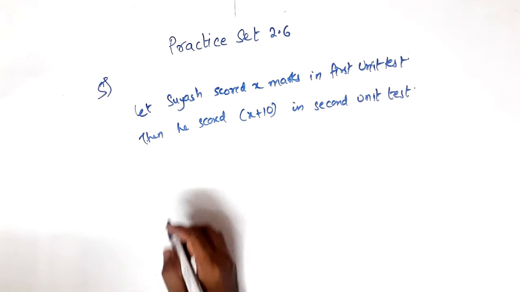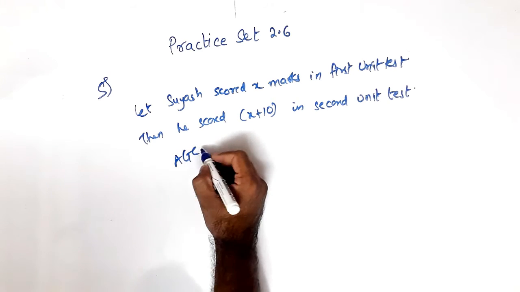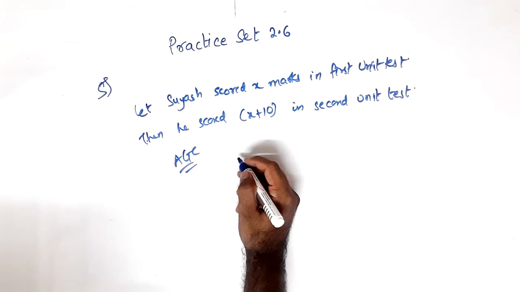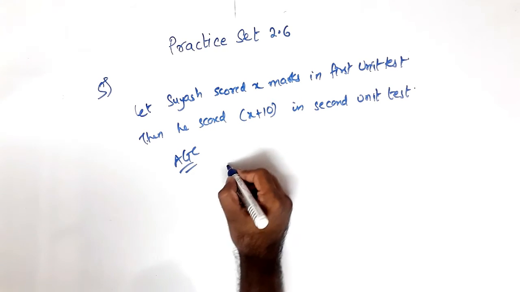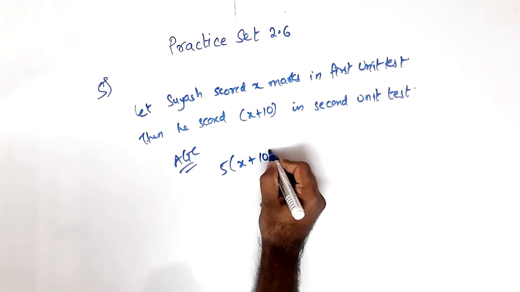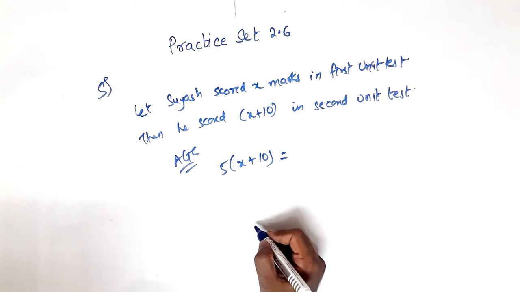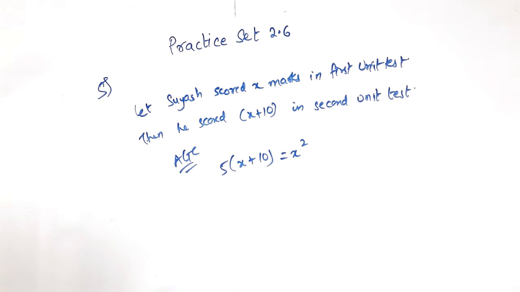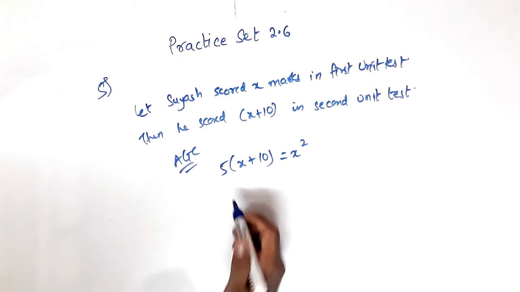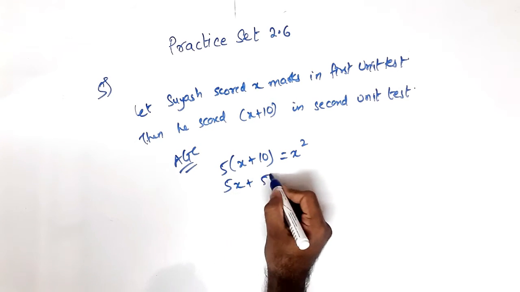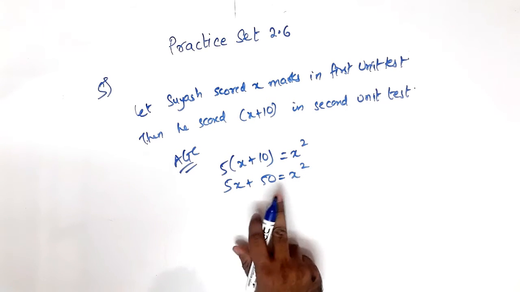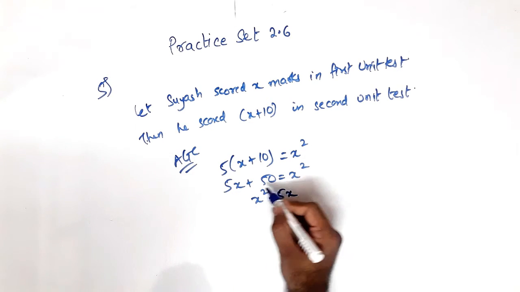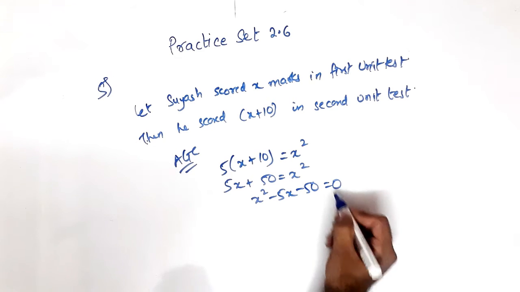Now it is given that 5 times the marks in the second unit test is equal to the square of the marks in the first unit test, so x square. This is a given condition. Very simple. Now you can solve. It is 5x plus 50 is equal to x square. We'll take everything to one side, so x square minus 5x minus 50 equals 0.